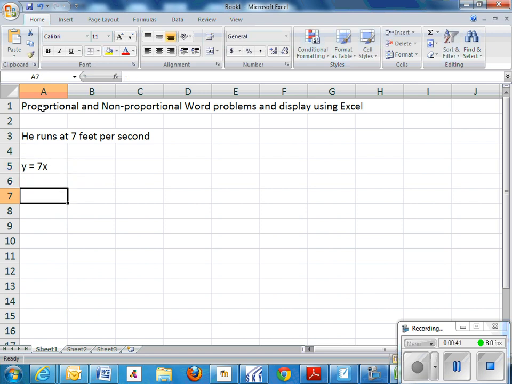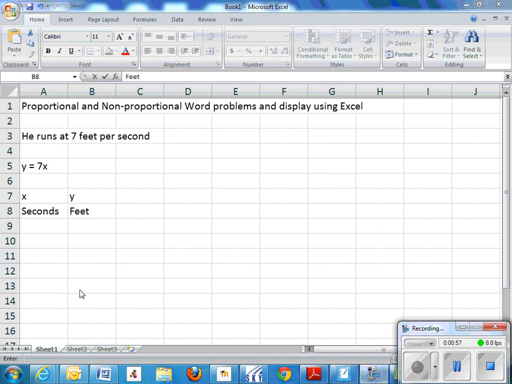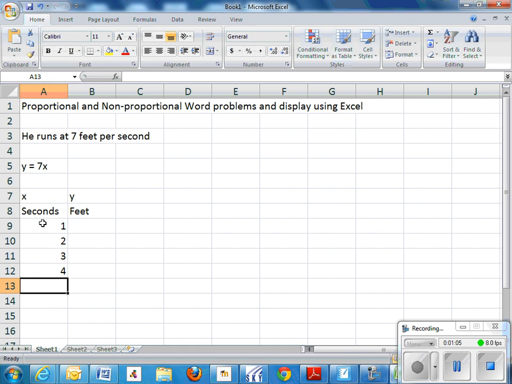Next, you're gonna make a table. The x goes in the first column, the y goes in the second column. Seconds is my independent information, and the y is my dependent information, which is the word feet. For the seconds, you want to input numbers that you're going to plug into the equation. 1, 2, 3, 4.